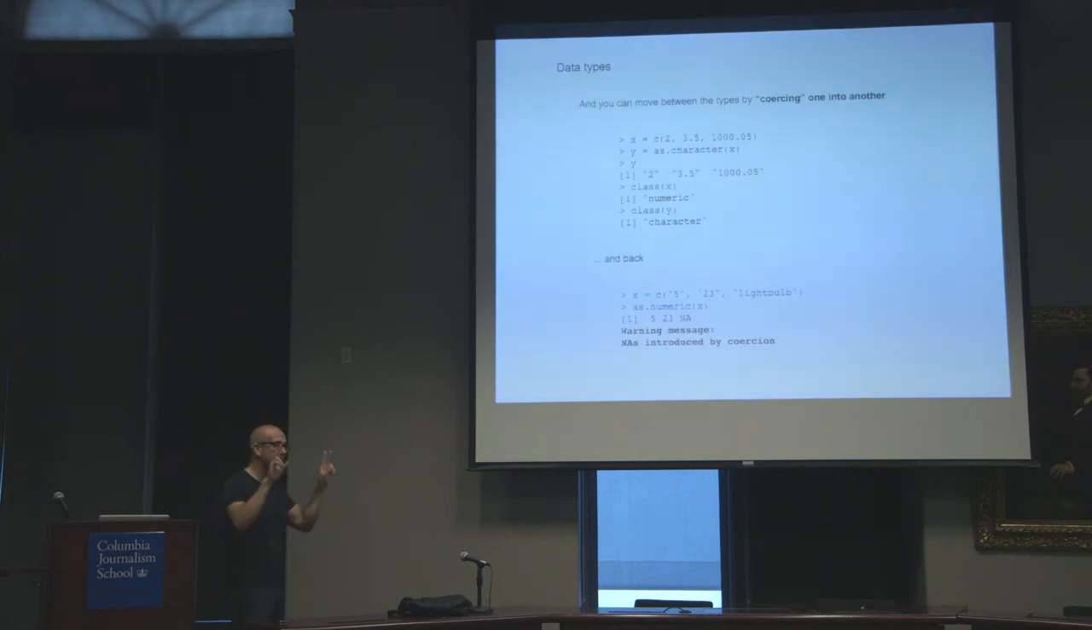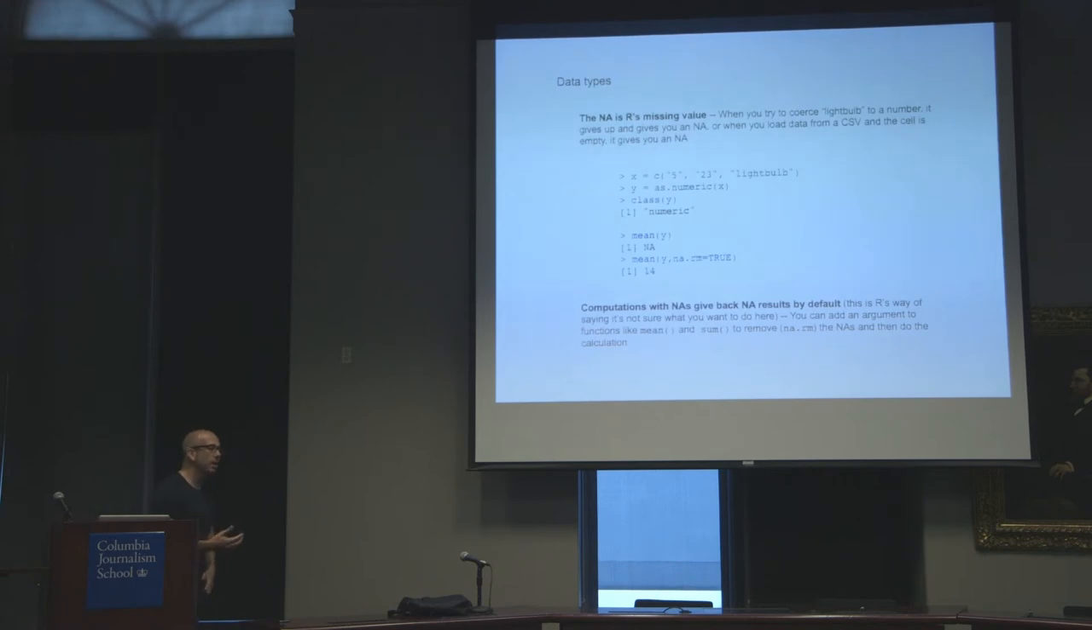So it understands it as 2, like you might see 2 in a paragraph, but not 2 like the number 2 as less than 3 and bigger than 1. Okay, is that clear? And you can go back again. So if you have 5, 23, and light bulb, all in quotes, you can say, let's convert those back into something numeric, and it'll give you 5 and 23 because it can do it, but it doesn't know how to turn light bulb into a number, and so you're going to get something called an NA.